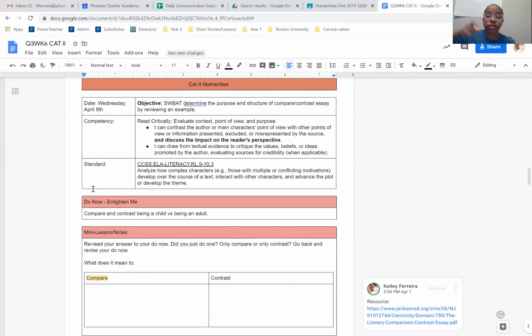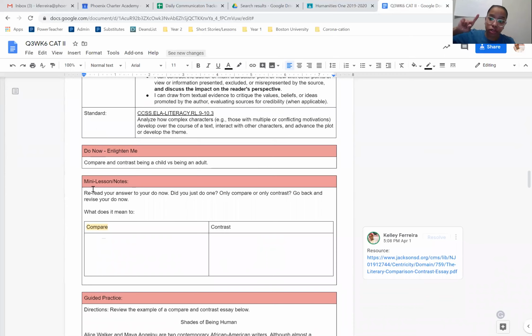So you should have read the two stories, A Room of One's Own, Boys and Girls. You should have figured out what the perspective is. And then what we did on Monday was find evidence that supports the perspectives that you guys laid out. So keep that in mind. And then today, you are just going to look at an example and see how the writer of that essay formats her compare and contrast between the two writers.